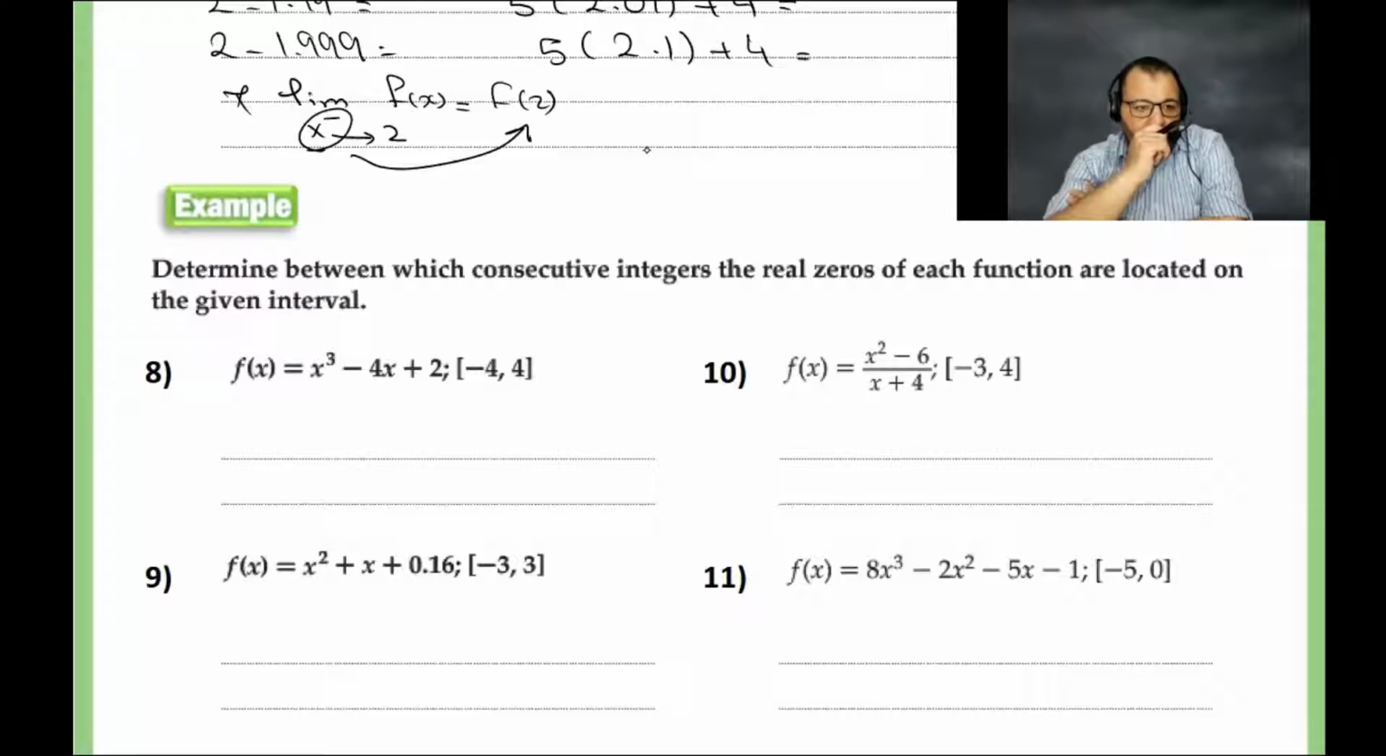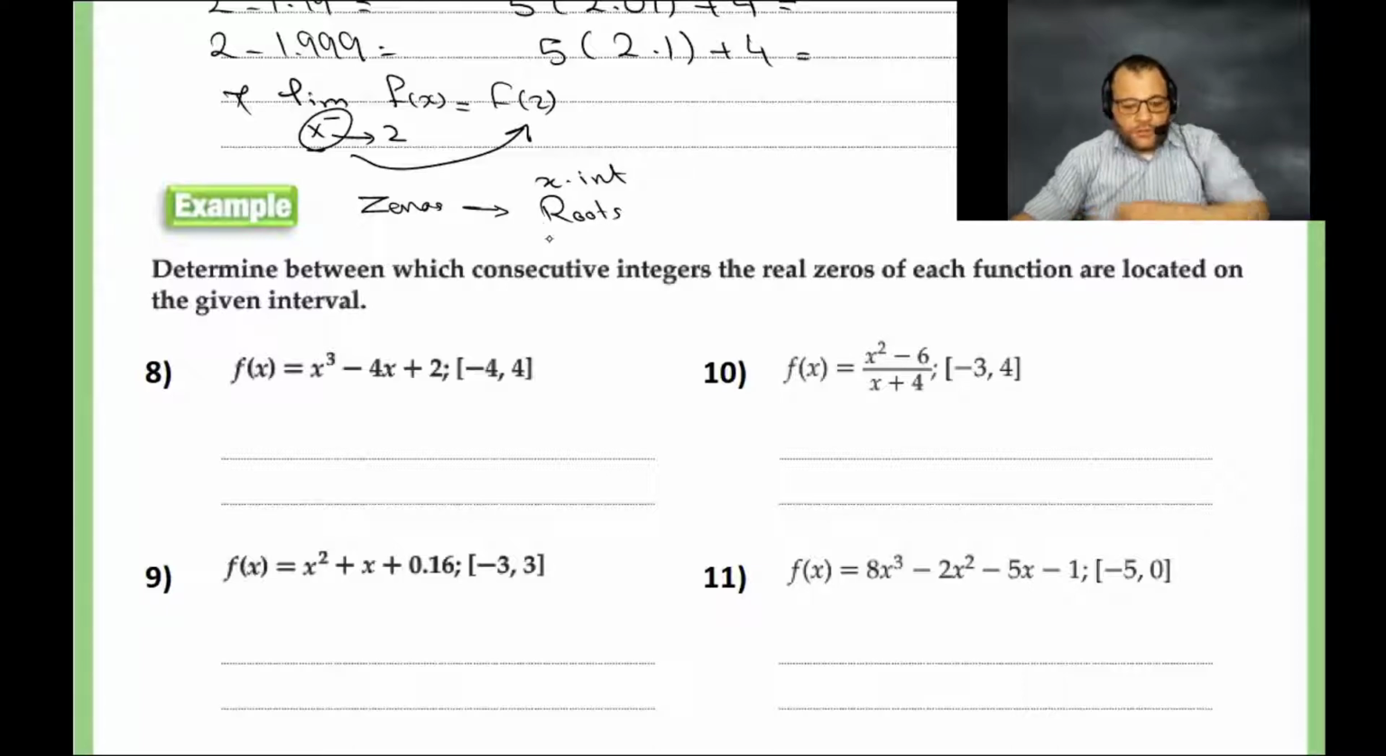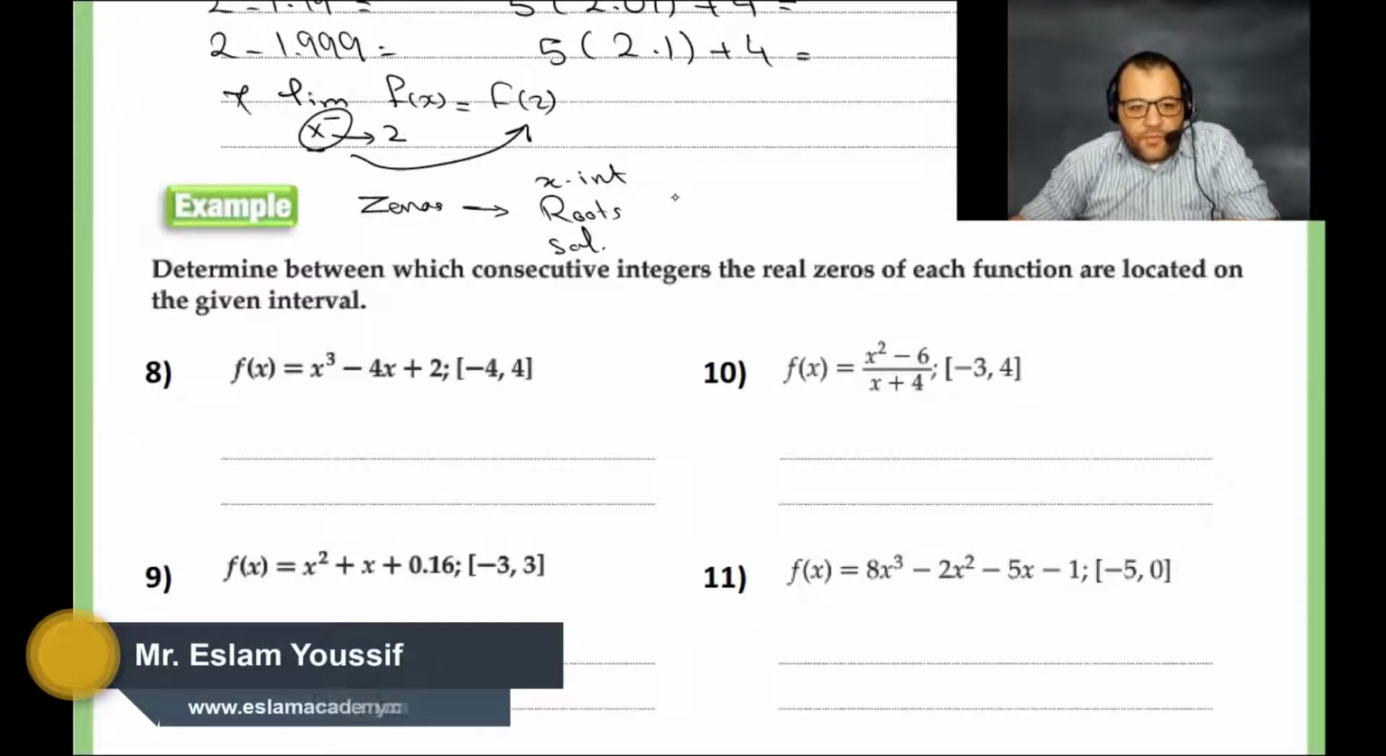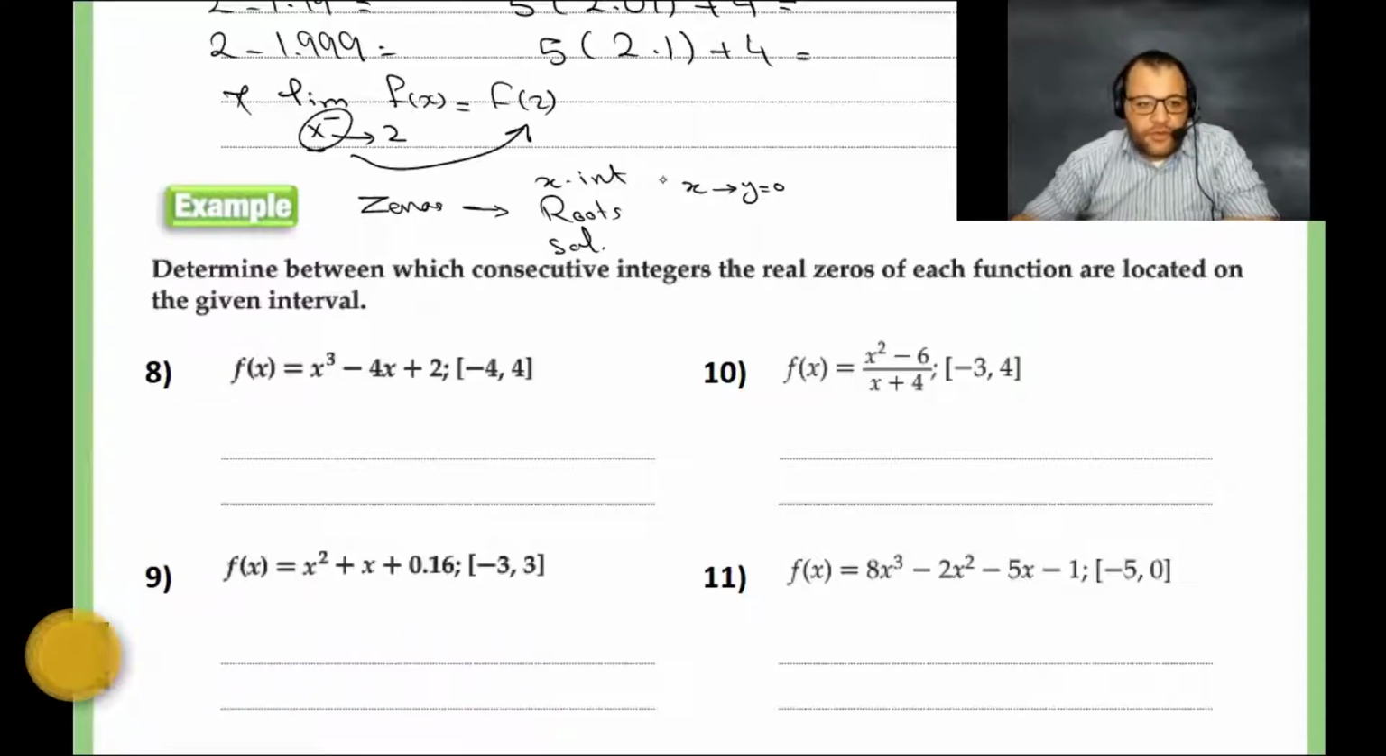So, what is the meaning of the zeros of the function? Zeros of the function means the x-intercept, or roots, or solutions. We said x-intercept: the value of x when y is equal to 0. That's the meaning of the zeros of the function.